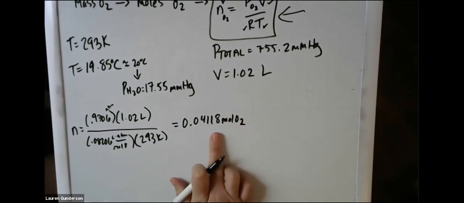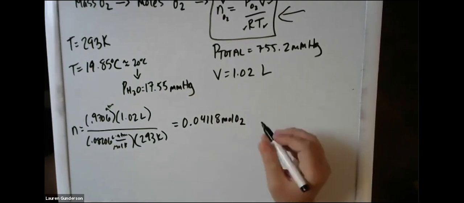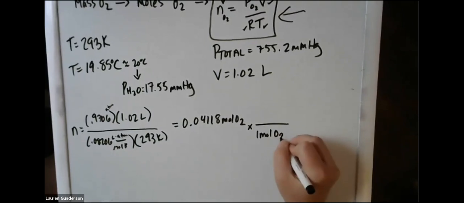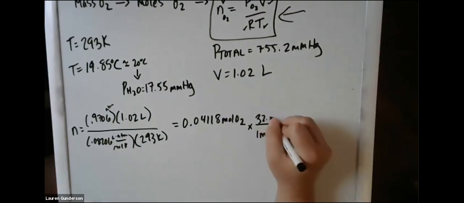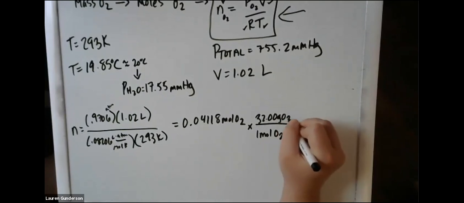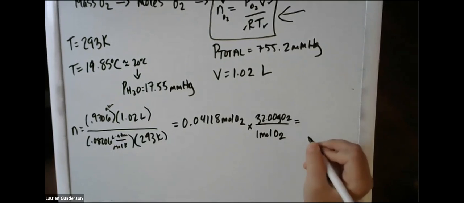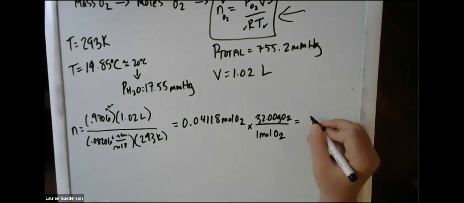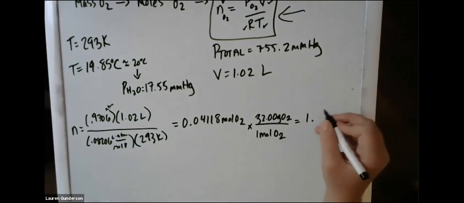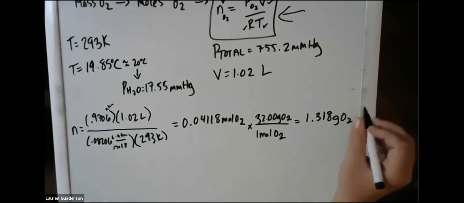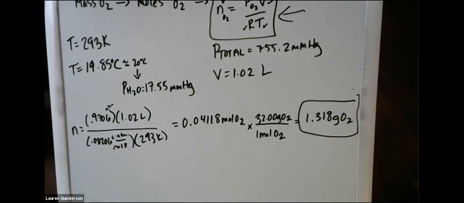The question asks for the mass of oxygen gas in grams that's formed. So right away, I want to take that value, use my periodic table, and convert moles of oxygen gas into grams of oxygen gas. And remember, oxygen gas is diatomic, so it would be O2, not oxygen singular. And that is a value of 1.318 grams of oxygen gas. Okay, let's try that next example.